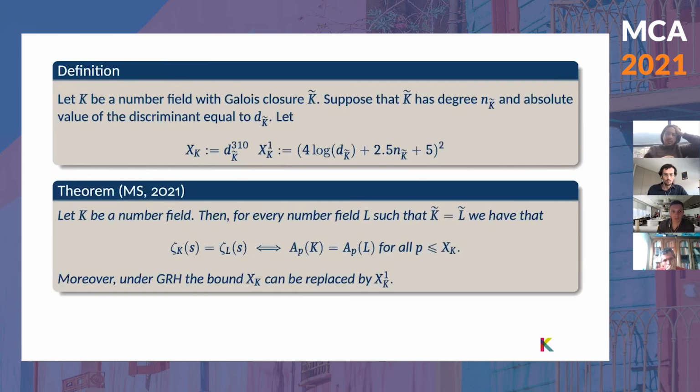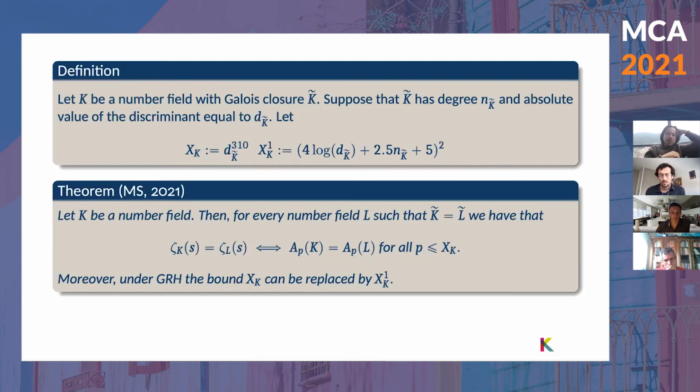And a more effective result, I would call it, involves a bunch of numbers. I don't like to put slides with a bunch of numbers, but if you have two number fields and you want to see when they have the same zeta function, and let's say this is a very strong computer, and you want to say, I only want to check finitely many primes, right? I only want to check the arithmetic types for only finitely many primes. It turns out you can do it. This is a restatement of one version of the isogeny theorem.